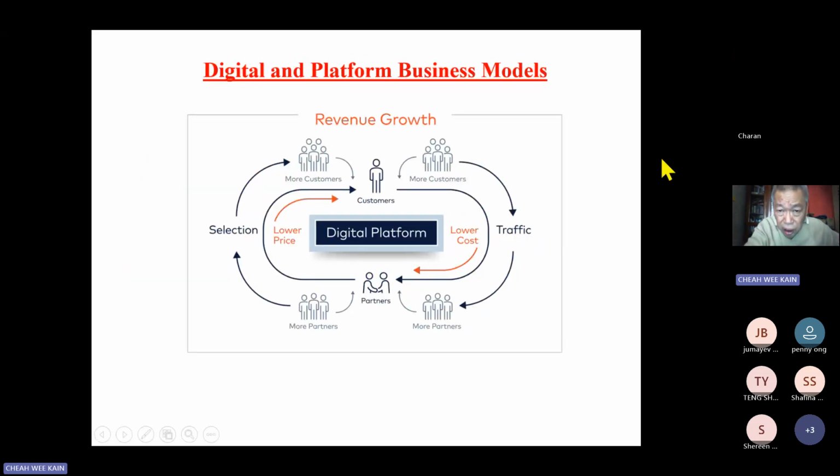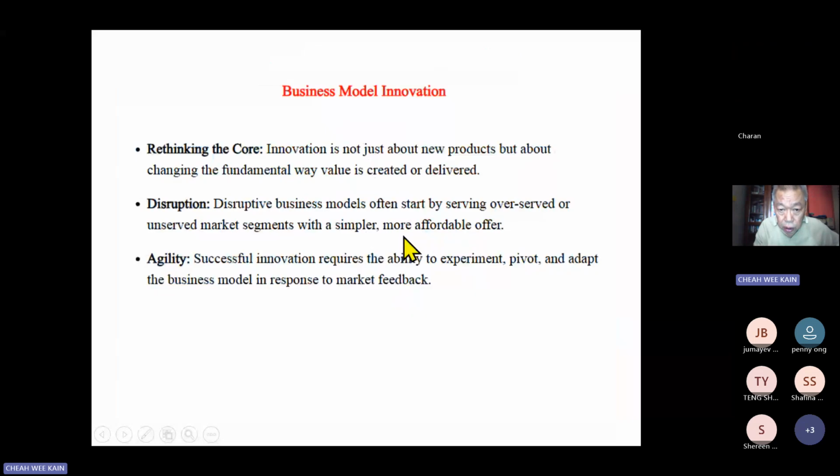This is just for digital and platform business models. More customers, so more partners. Okay, selection, more customers, traffic, more partners. So this is a form. If you can have good flow, you will always try to lower your cost. Then if possible, lower your price, or you don't even have to lower your price, you will get more and more business. Okay. Anything else?